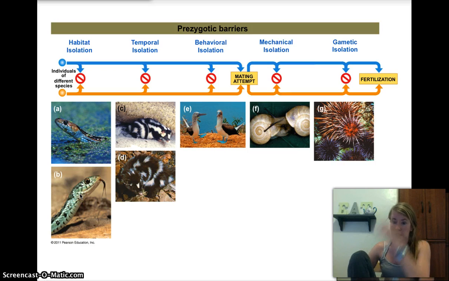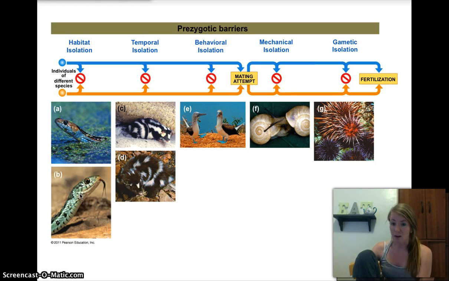So temporal isolation. They're just never going to mate at the same time, so it won't work. Then there's behavioral isolation. This happens when two different species don't have the same mating behaviors as the other. So that would be like these blue-footed boobies here have a courtship dance, and one species doesn't recognize the other's courtship dance. So they're not going to be ready for reproduction because they are not going to recognize the courtship dance.